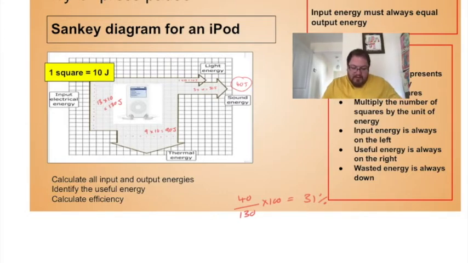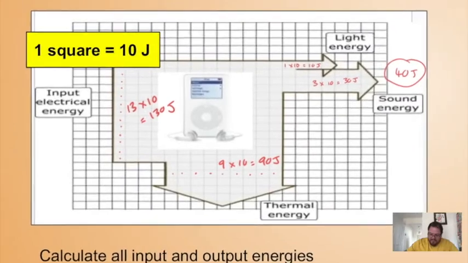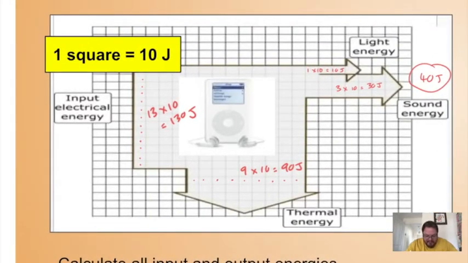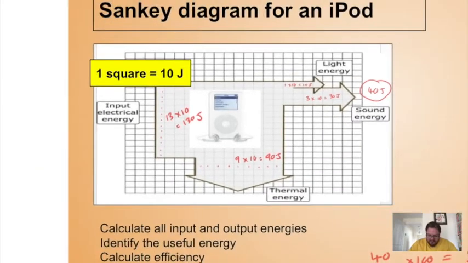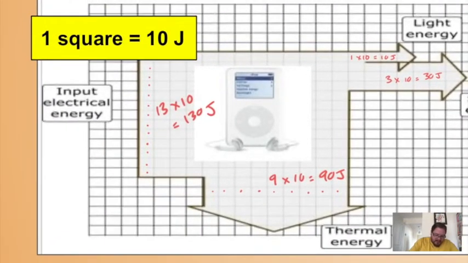Okay then, so I've done this for you now. You can see, it might have been difficult to zoom in on the video, but you had 13 squares here. So let me just zoom in now. So you had 13 squares, and each square was 10 joules. So we had 130 joules here.